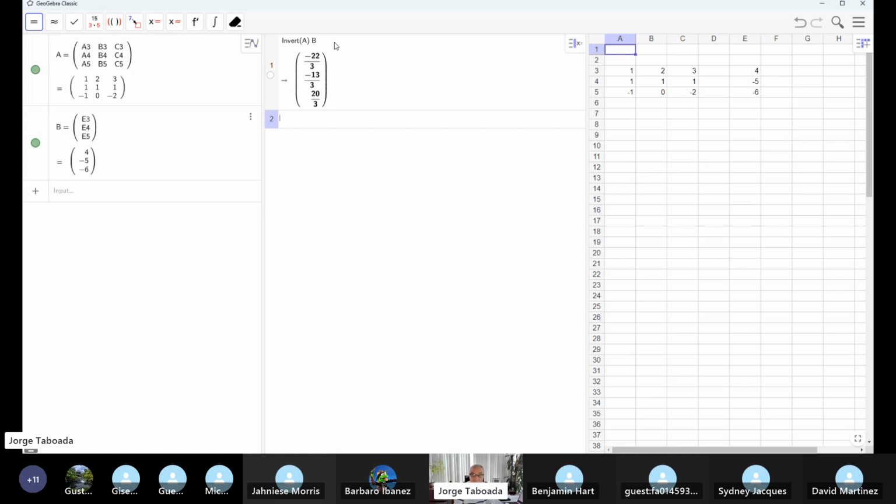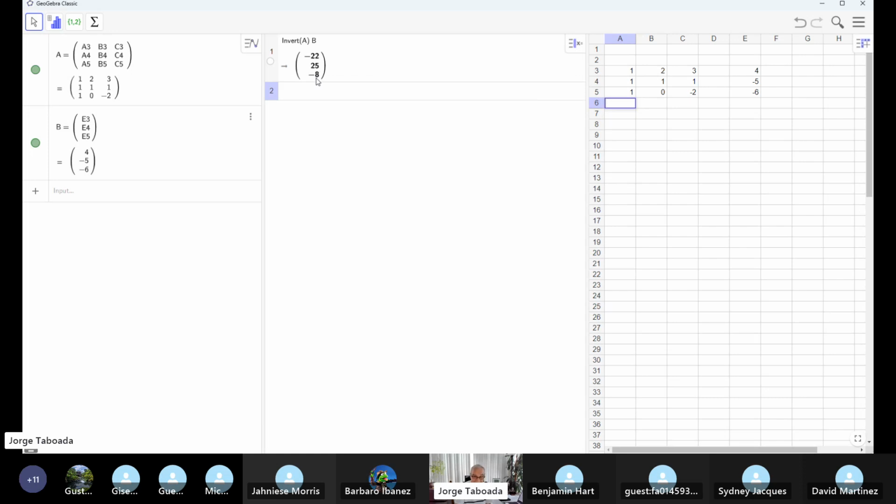Something is wrong. Let me double check my computation. 1, 2, 3, 1, 1, 1. I make a mistake here. This is not 1, it is negative 1. The beauty is that if you change, everything changes. Bang! 1, 0, minus 2. And the solution is the vector minus 22, positive 25, and minus 8.